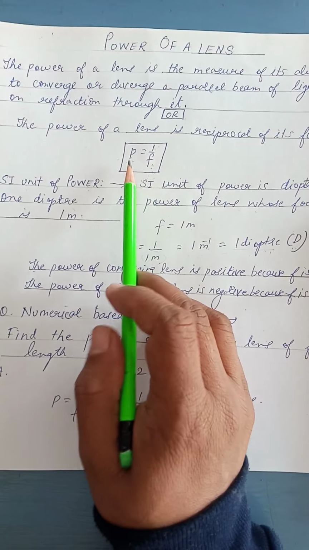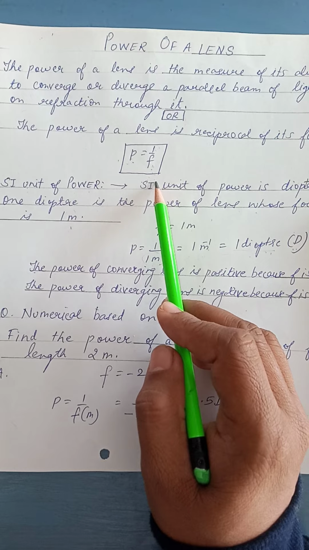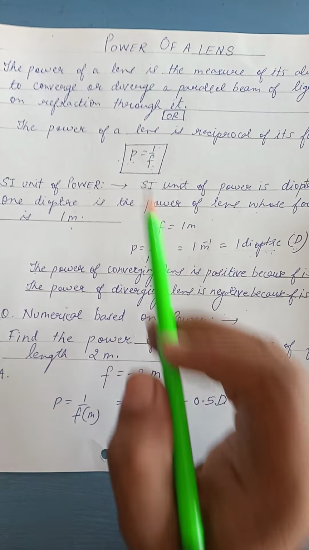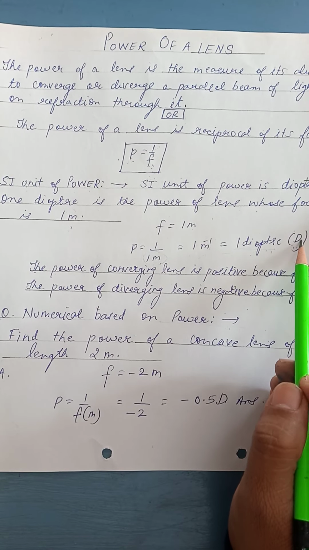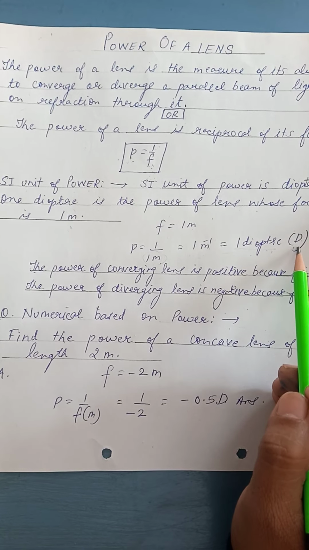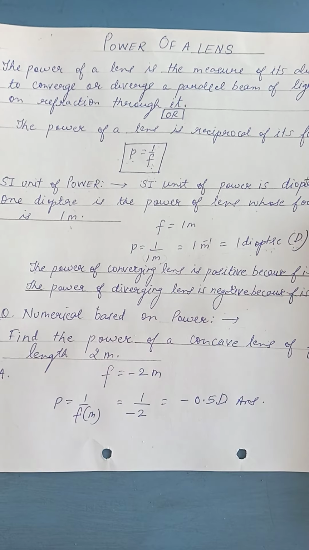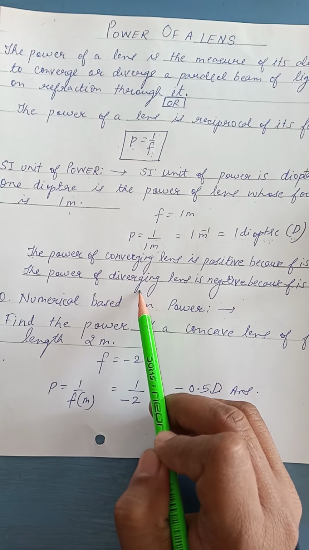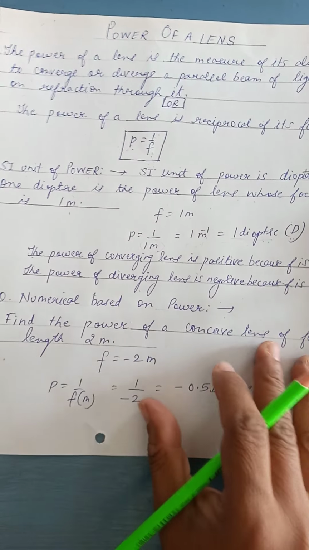Suppose you have calculated the power as 1 by 2. When you solve it, it is 0.5, so you will write 0.5 followed by the letter capital D. This capital D will denote the diopter, so the unit of the power is the diopter. Now, according to the converging or the diverging lens, the power will be different, it would be negative or positive.